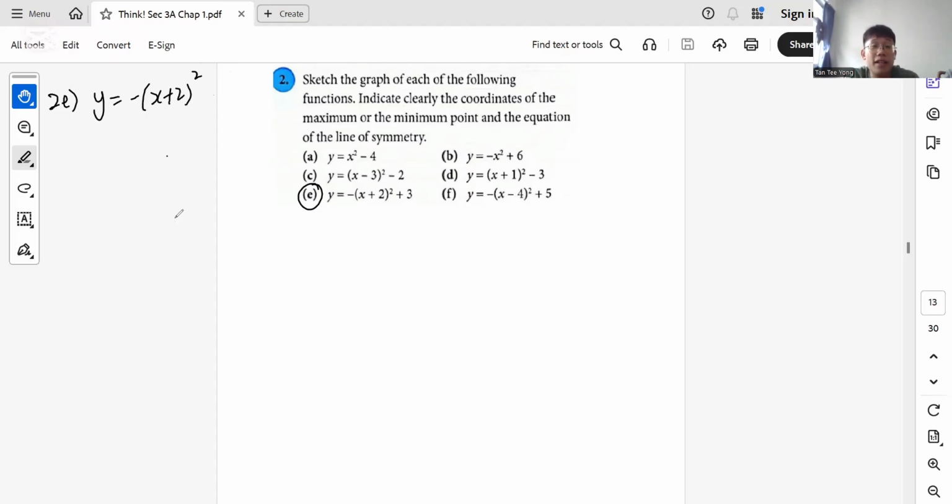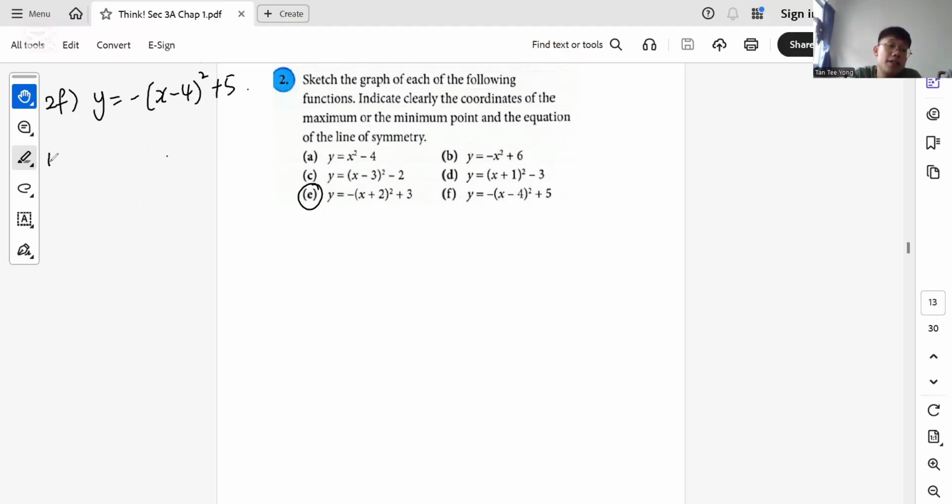Let me do 2F instead, because 2E looks very similar to 2D. Okay, sorry for the last minute change. So let's do 2F: y equals -(x minus 4) squared plus 5.